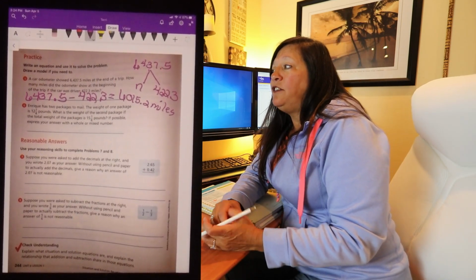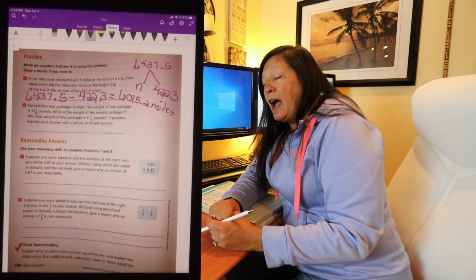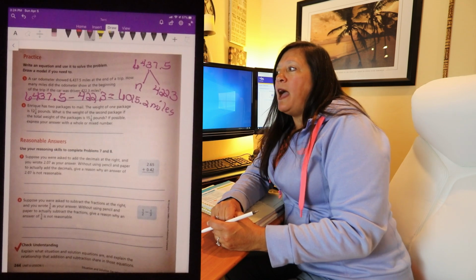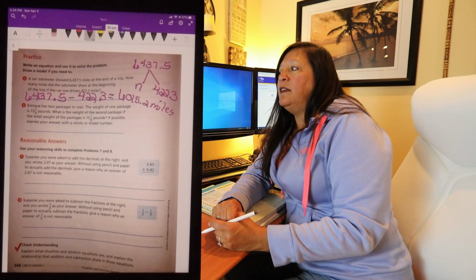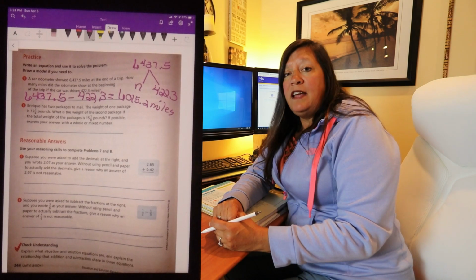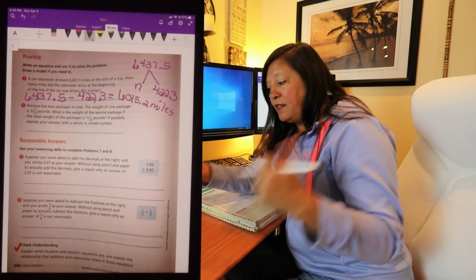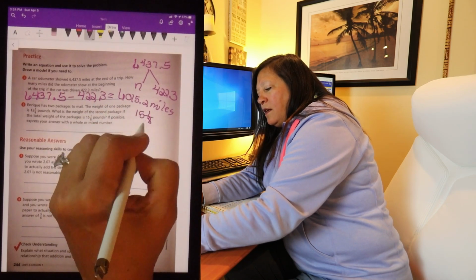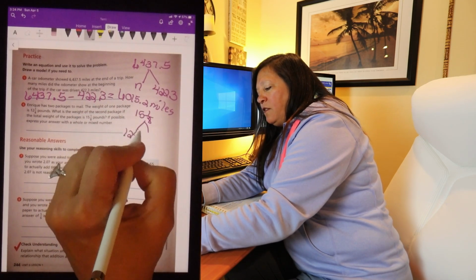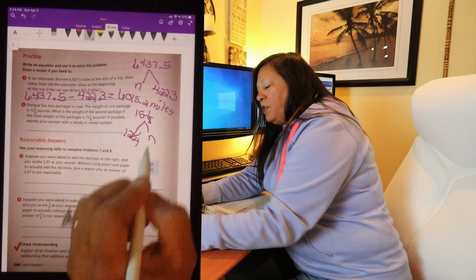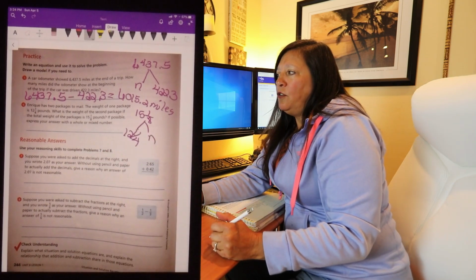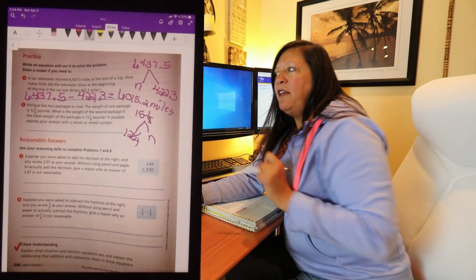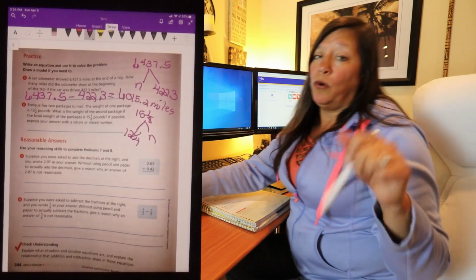Enrique has 2 packages to mail. The weight of one package is 12 1/4 pounds. What is the weight of the second package if the total weight of the packages is 15 1/8 pounds? So we have a total again. That's going to be the top of our math mountain. 15 1/8. Okay, we know one of the packages is 12 1/4. We don't know the weight of the other package. Okay? And then it does tell us, if possible, express your answer with a whole or mixed number.